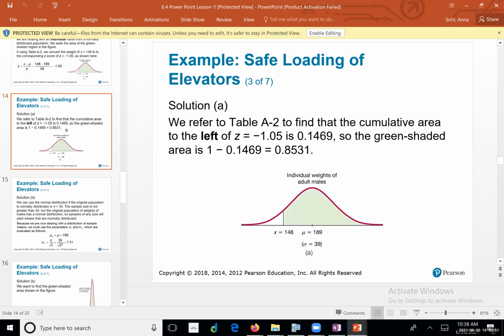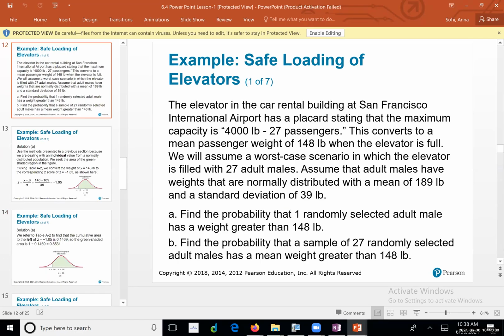So for the first part, we got 0.8531 using our calculators. Okay, perfect. So now for the second part, it says, find the probability that a sample of 27 randomly selected adults, males, has a mean weight greater than 148 pounds.